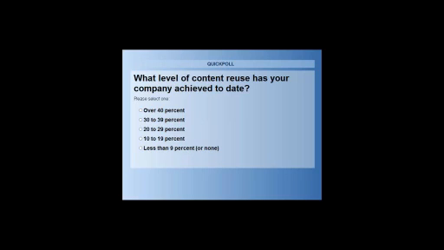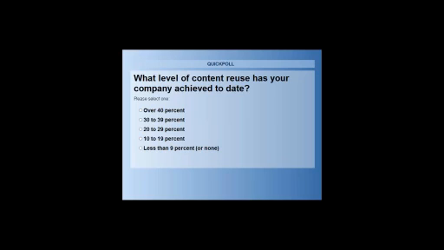It was good to know that, again, many of you are inside of a CCMS. What kind of level of content reuse has your company achieved to date? We're really interested. If any of you get anywhere 20% and above, that's really great. If you're doing more than that, that's fantastic. If you're doing less than that, there's probably some things you could do to help improve that.